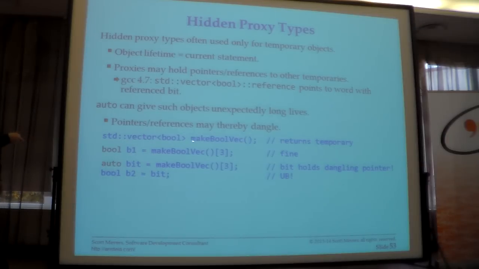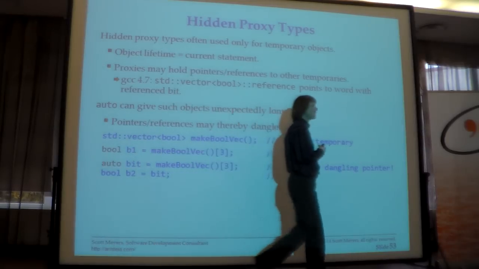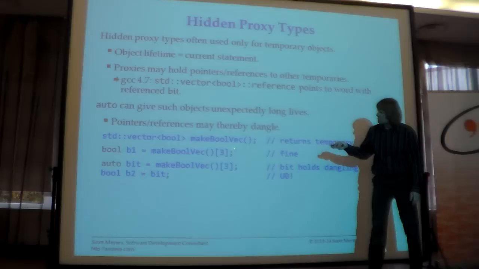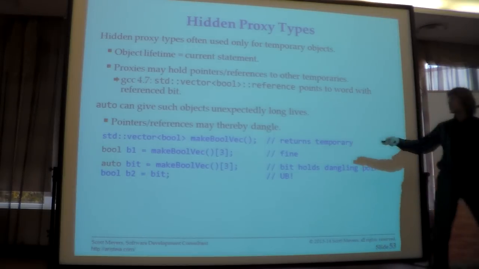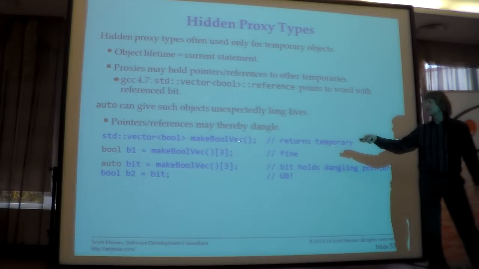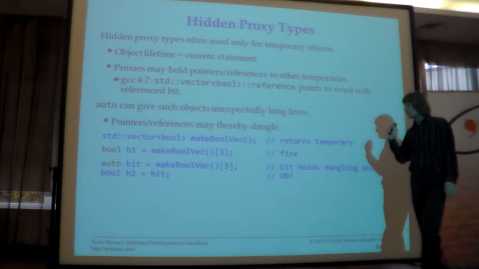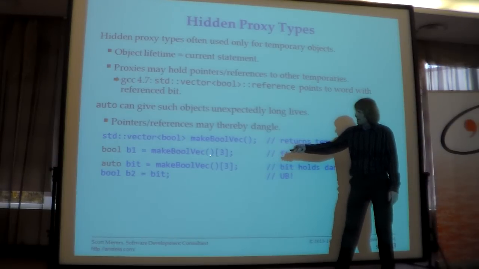So here I have this function make_bool_vec. It returns a vector of bool. Let us suppose that what I want to do is get the value of bit number 3. That's all I care about is bit number 3. The only reason I'm going to call make_bool_vec is to get the value of bit number 3. So I can say bool b1 is make_bool_vec()[3].